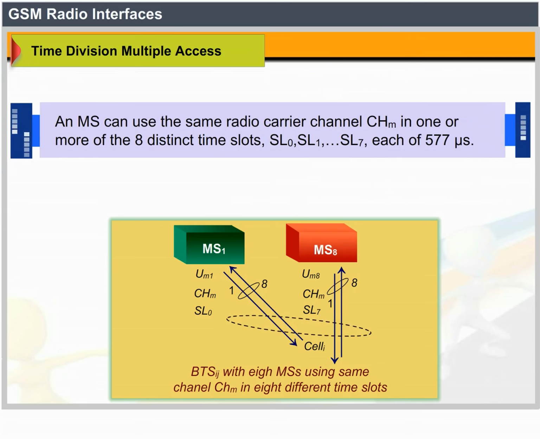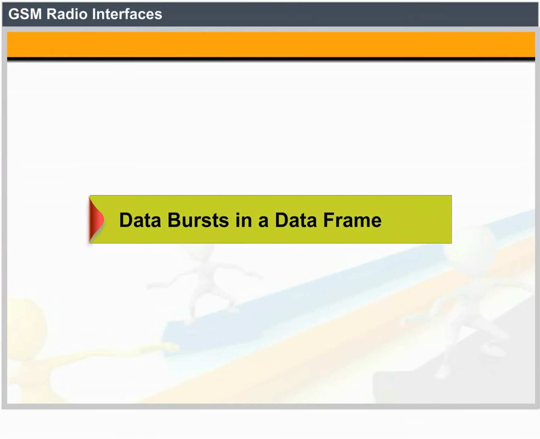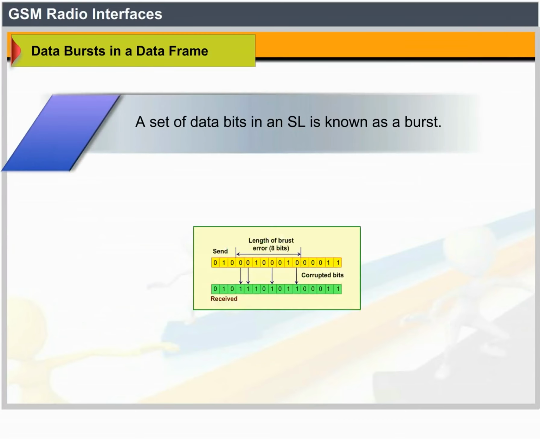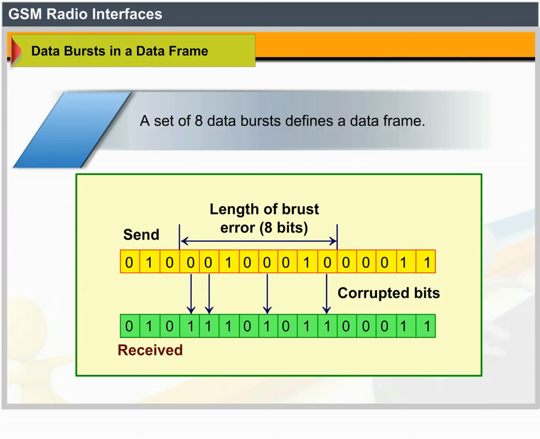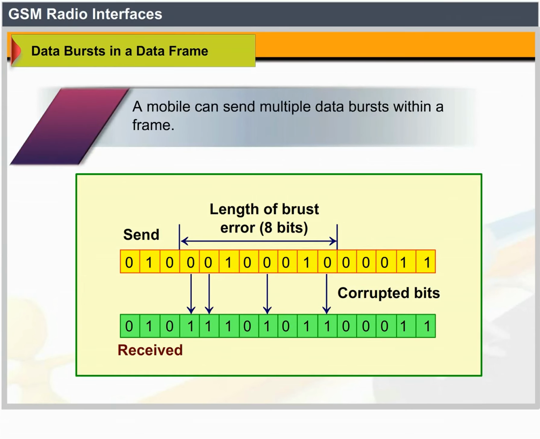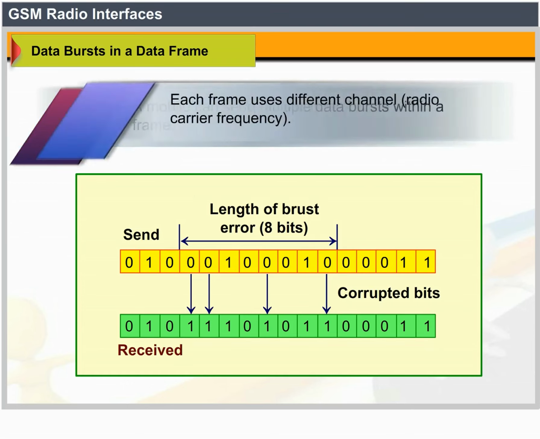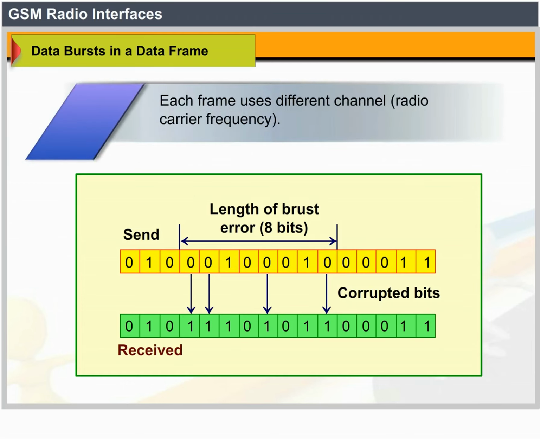An MS can use the same radio carrier channel CHM in one or more of the 8 distinct time slots, SL0, SL1 up to SL7, each of 577 µs. Data bits in a data frame: a set of data bits in a slot is known as a burst. A set of 8 slots defines a data frame. A mobile can send multiple data bursts within a frame. Each frame uses a different radio carrier frequency channel.